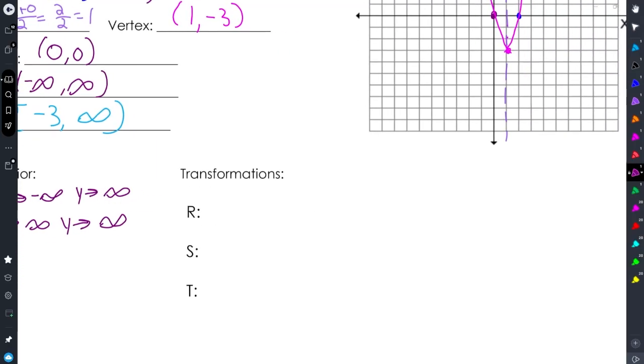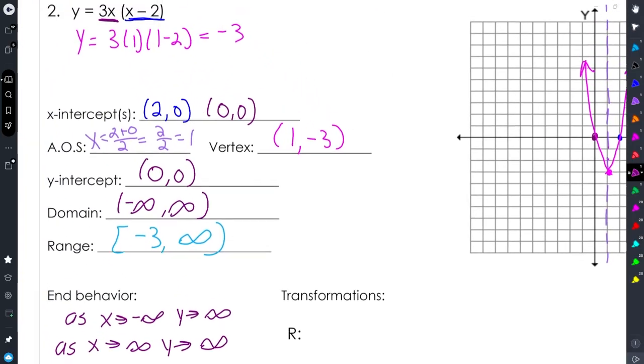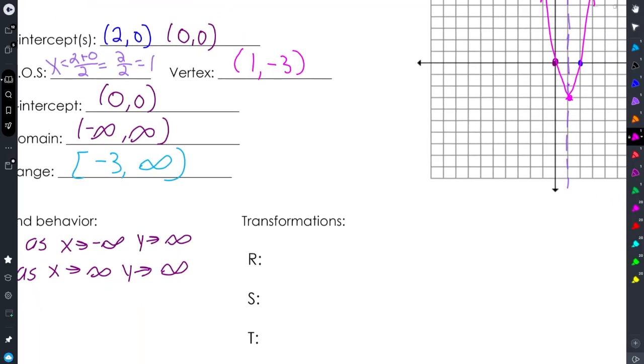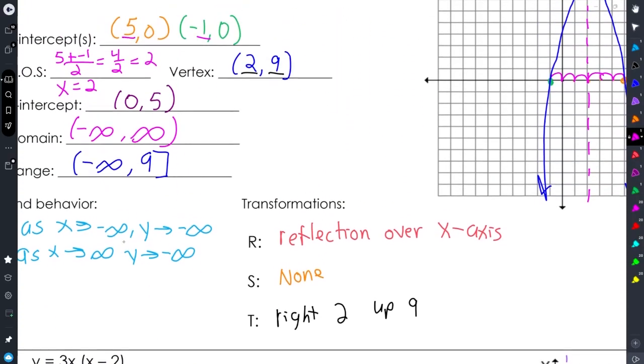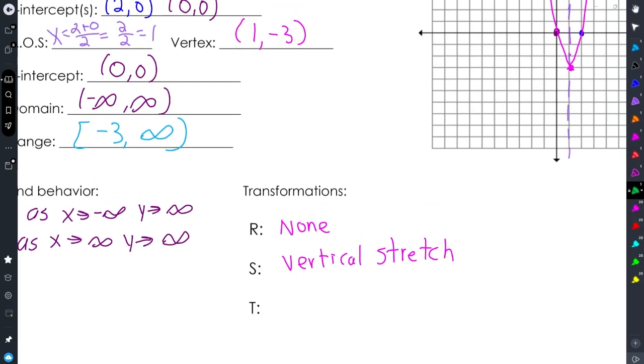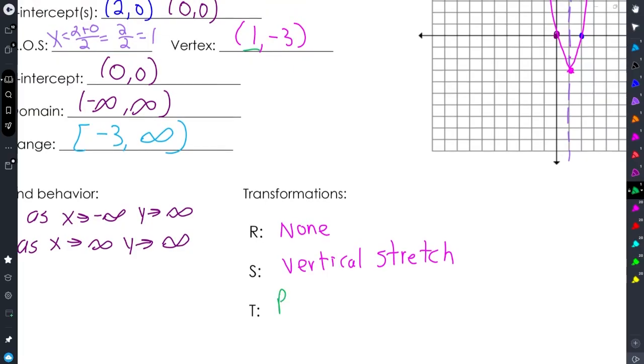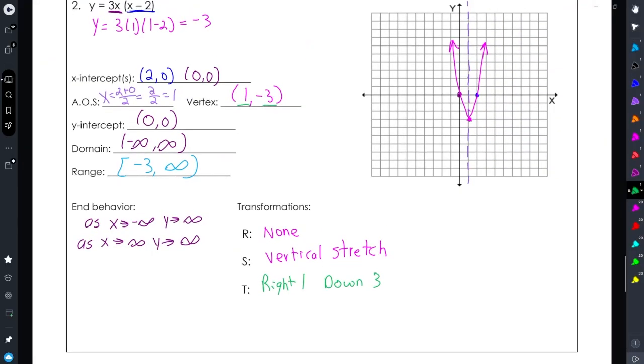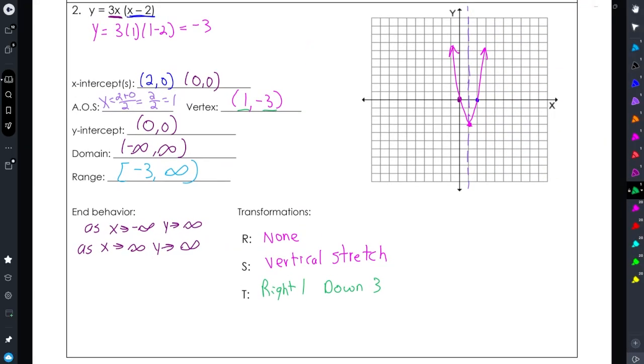And then our transformations, that's the RST. There's no negative in front, so that means there is, for reflections, none. Shrink or stretch, there's a 3 in front, so that means there's a vertical stretch. And then our translation, we are going to go right 1 and down 3. So this one was a little bit different because of that 3x in front.